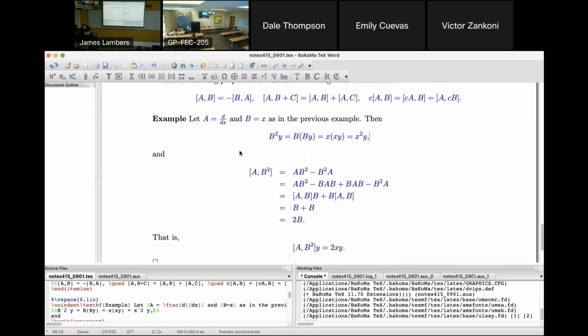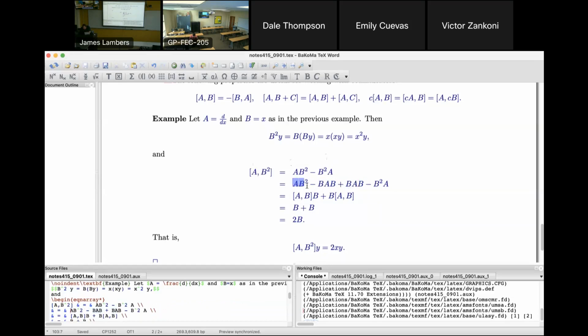Now if I want to figure out the commutator of A and B squared, I can do that without even getting into what A and B are specifically, just using the properties of commutators from above, with a little trickery. By definition, the commutator of A and B squared would be AB squared minus B squared A. And now I throw this in: I'm subtracting and adding BAB.